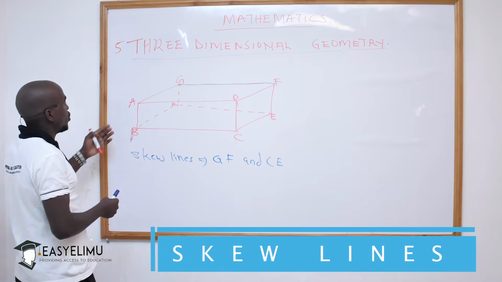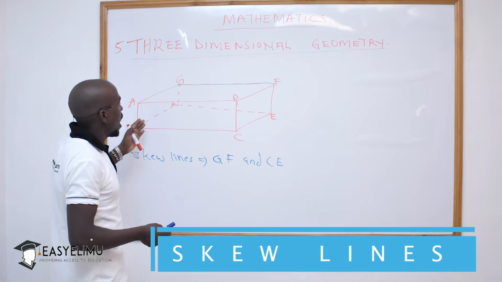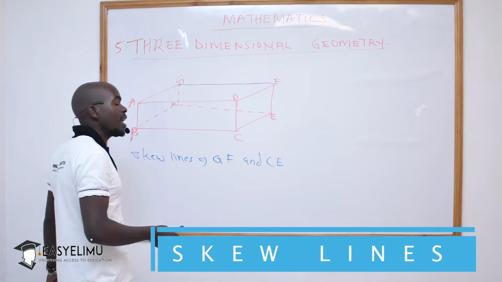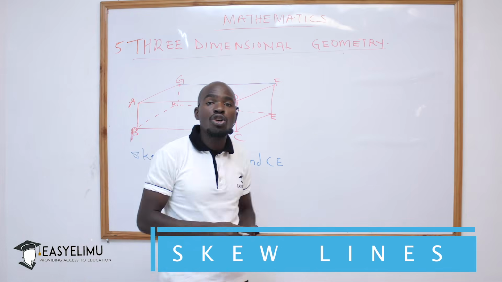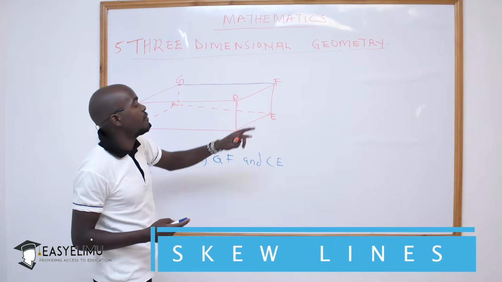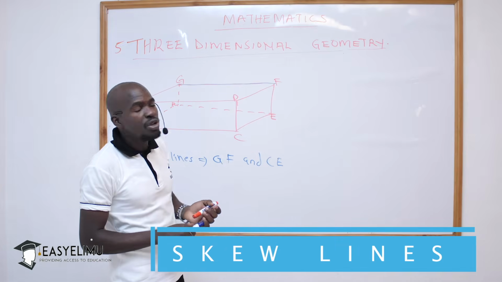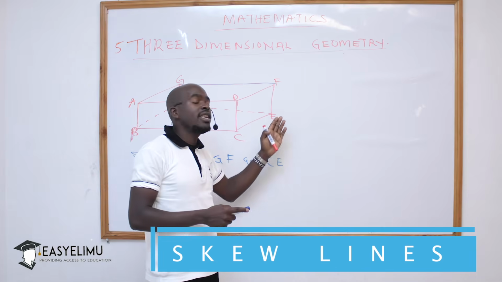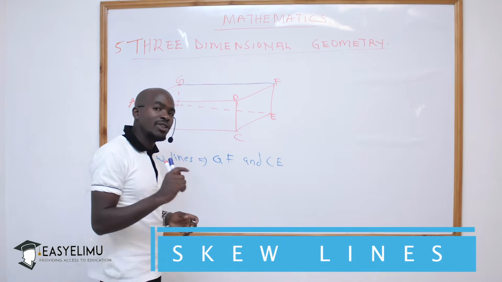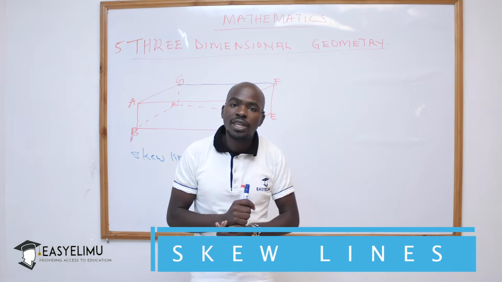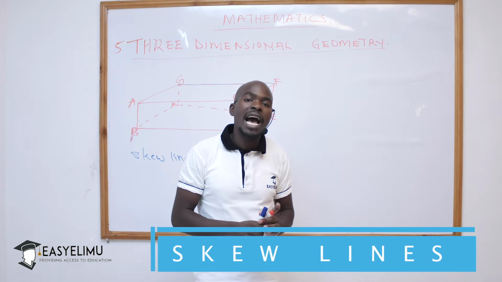The same applies to line AB and line DF. They can't meet in either way. So you may be asked to calculate the angle between line GF and line CE. If you have been asked that, what you should do, because the two lines do not lie on the same plane, is translate one of them to the other's plane.